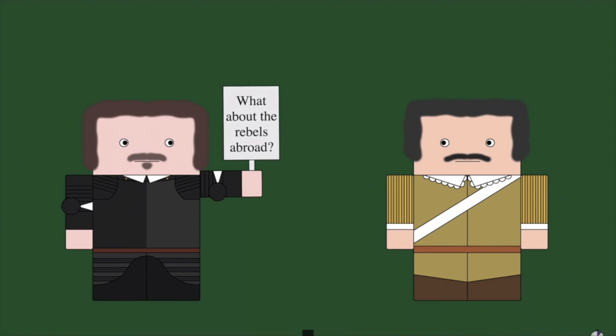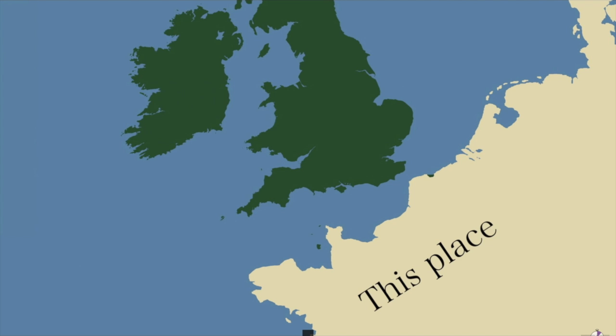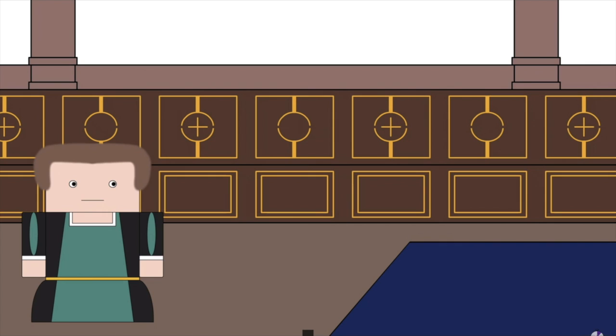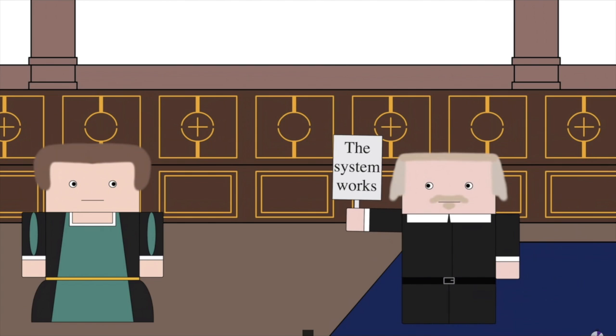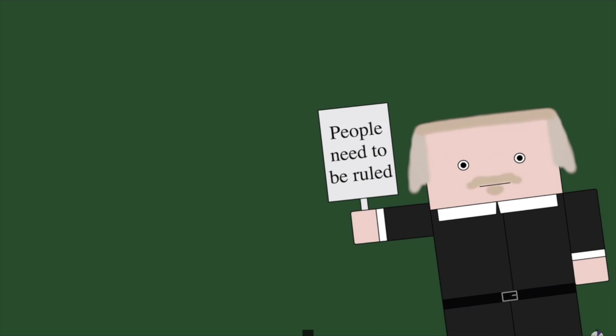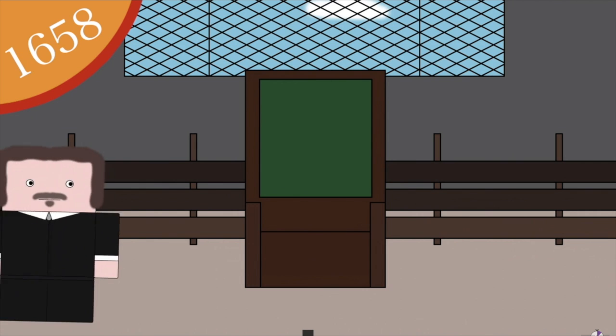Of course, he could do nothing about those who disagreed with him outside of England, such as Thomas Hobbes, who, whilst living in France, wrote his magnum opus, Leviathan. This was a defence of absolute monarchy like that in France and condemned the concept of a republic. Cromwell's troubles came to an end in 1658.